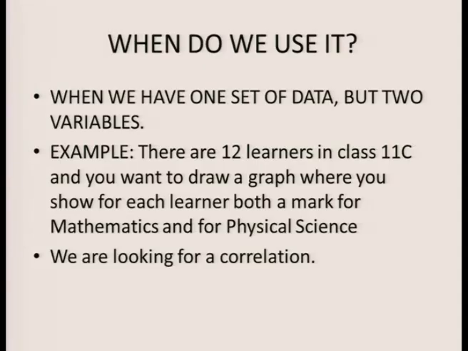For example, there are 12 learners in a class, we call them grade 11C, and you want to draw a graph where you show for each learner both a mark for mathematics and for physical science. The purpose of doing this is that we want to look for a correlation, to see if there's any way that we can see that the one mark and the other mark are correlating.